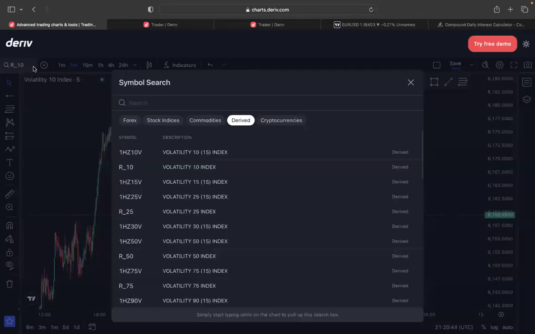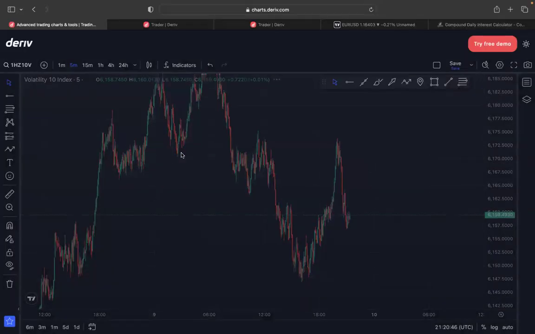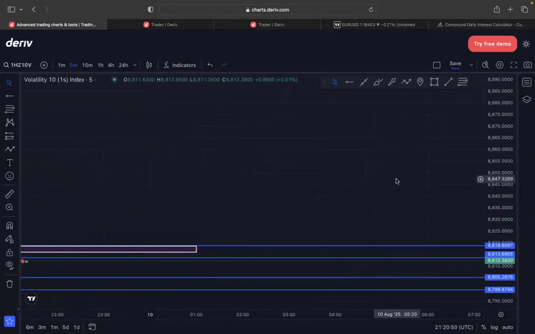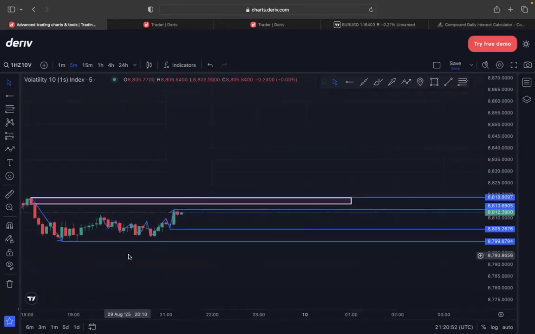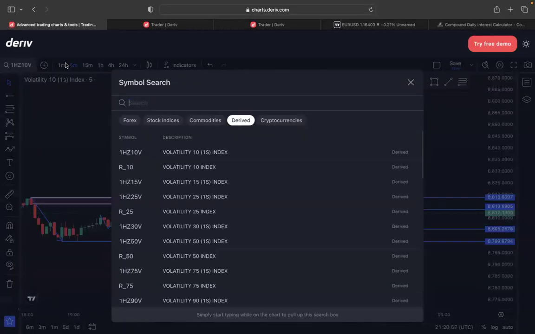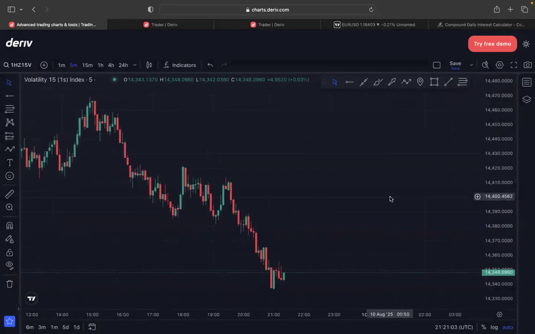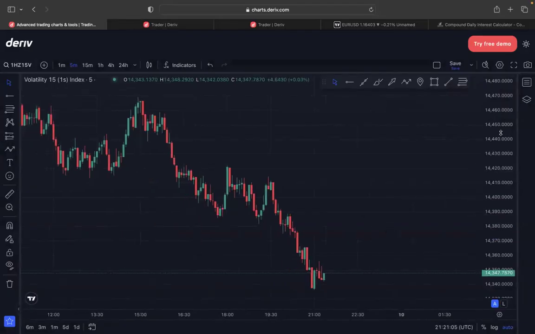And I'm going to check what volatility 10-1x is doing again. Okay, it's still playing around there. So let's go to the next market, volatility 15-1x index. Okay, look at this one. Let's check this one.